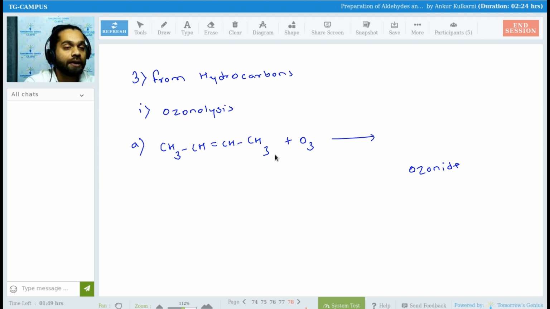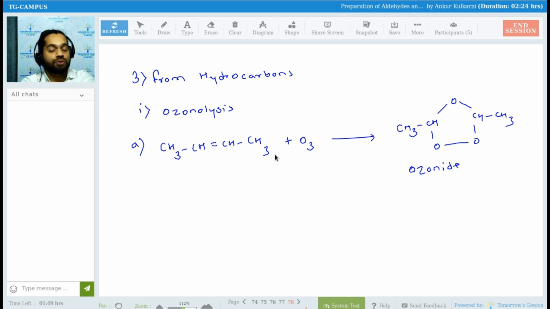Now how do you get the ozonoid? It looks like a house. The double bond is going to break away, and we get CH3, CHO, CHO, O, CH2. This is your butene ozonoid.